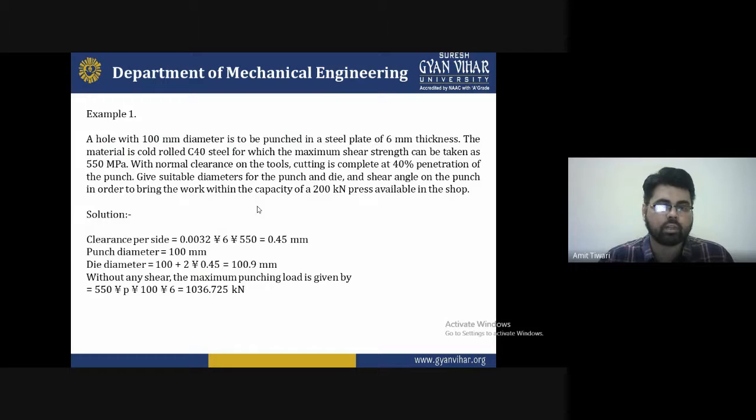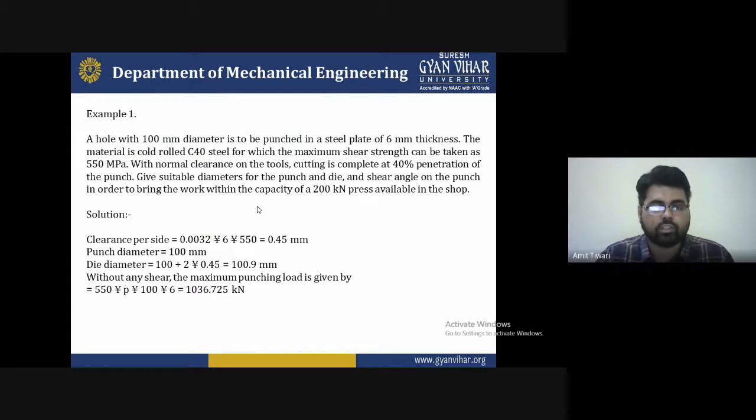Now I'm just repeating once again for revision. First of all, we have to choose the clearance per side. How can we find the clearance per side? You select 0.003, for 340 steel having the maximum shear stress of 550, and multiply with the square root of 6, the number of holes we are punching. So we can multiply this, and 0.45 is the answer. Punch diameter is 100 mm, and the die diameter is found by 100 plus 2 times 0.45, that is 100.9 mm.